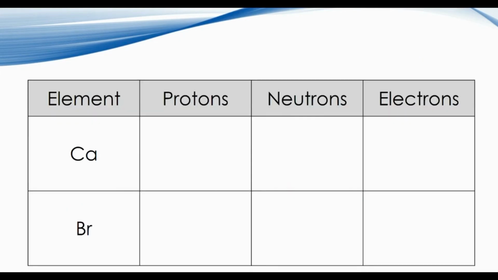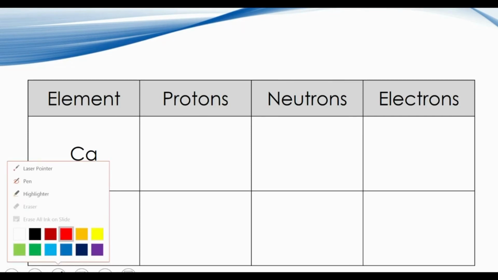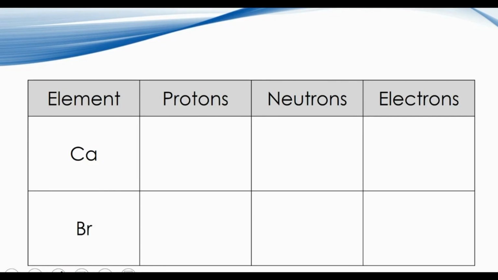So hopefully this helps you get an idea of the subatomic particles and how to calculate for them. Okay, so now let's look at two different examples, calcium and bromine, and we are going to determine how many protons, how many neutrons, and electrons each of them has. So we know, based on our prior knowledge, that the protons and the electrons are going to be the same quantity. So once we figure out protons, we know electrons.